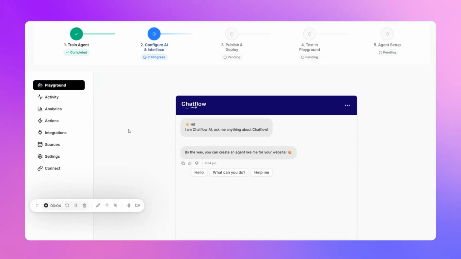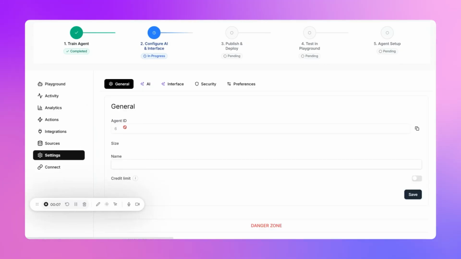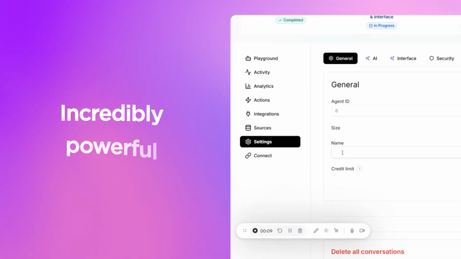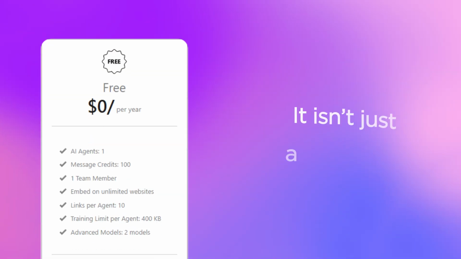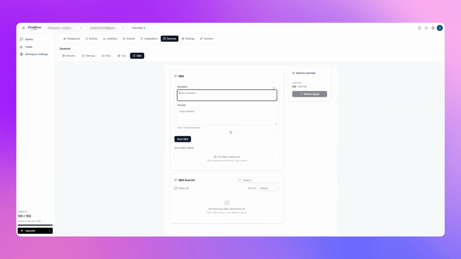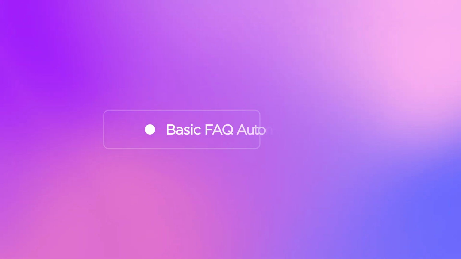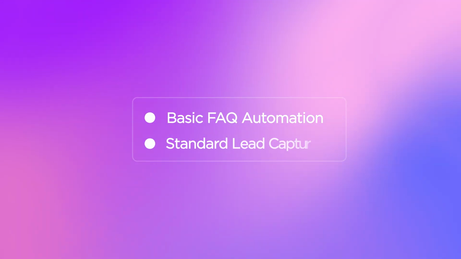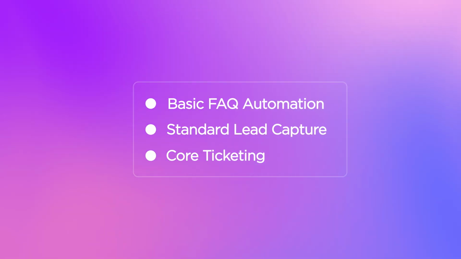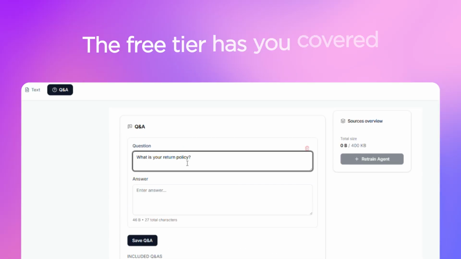To understand how to avoid that revenue trap, let's first look at what the ChatFlow free tier actually handles. To be completely fair, this tier is incredibly powerful. It isn't just a basic trial, it's a fully functional launchpad. For early-stage brands getting under 1,000 visitors a month, the free tier handles the basics perfectly. It covers standard FAQ automation, simple lead capture forms, and basic chat routing. If the goal is simply to answer, "Where is my order?" or "What is your return policy?" without paying a dime, the free tier has you covered.